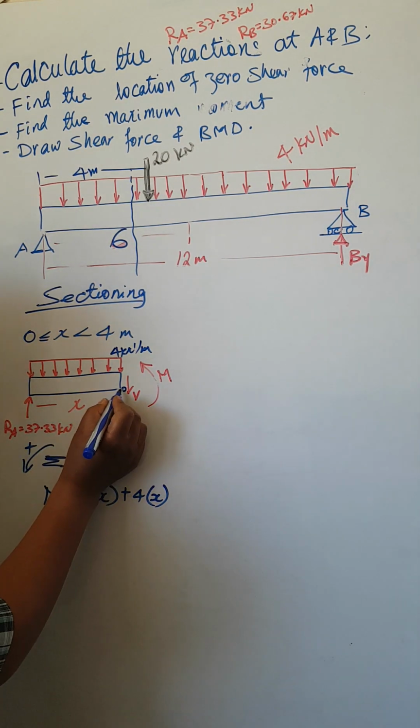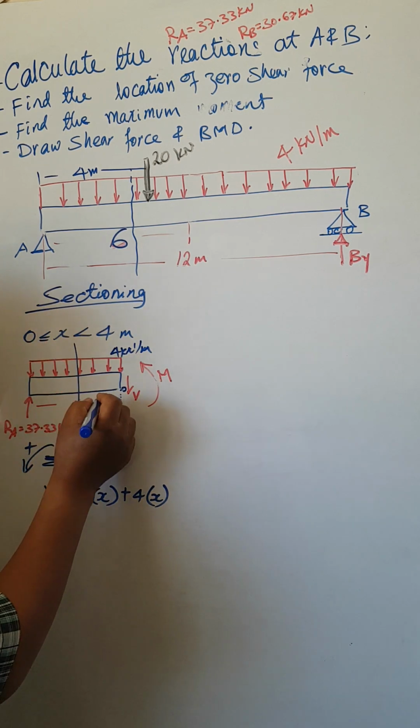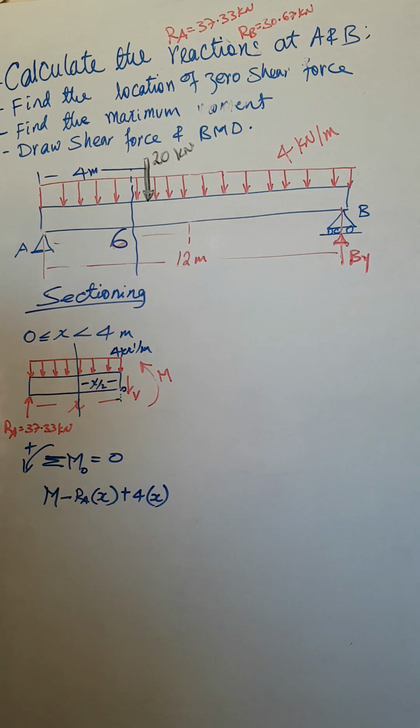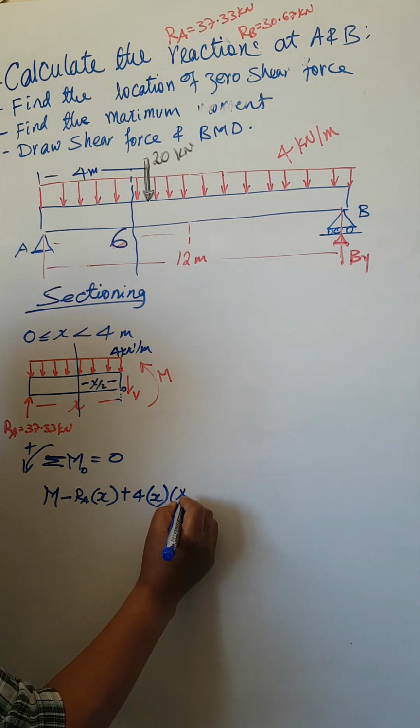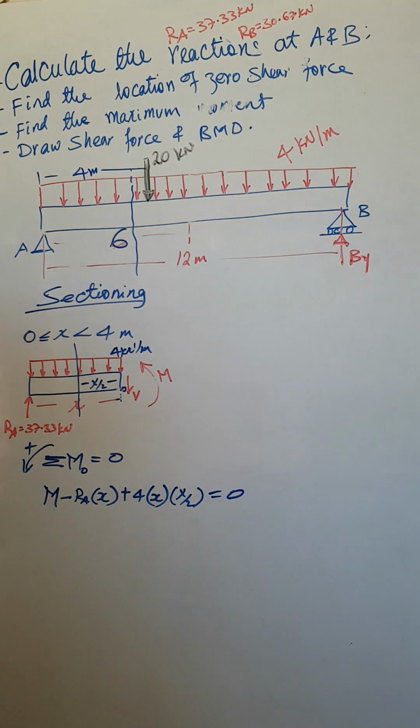The distance between this point and the center of action of this is halfway. Okay? This is x over 2 meter. Times the distance is x over 2. Okay? This moment is equal to 0. This sum is equal to 0 for this section part.